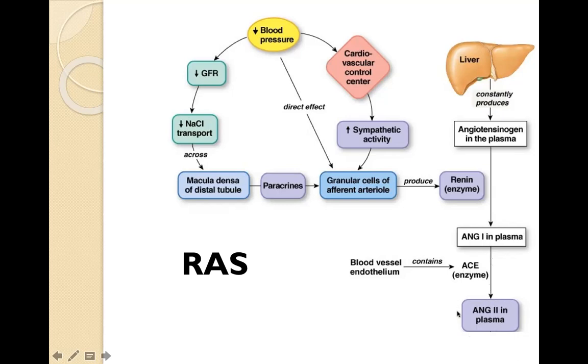Angiotensin 2. That's the first way that you can actually get to angiotensin 2. There are a couple of other ways to get to angiotensin 2, and we're going to talk about the effects of angiotensin 2. There's a lot of them.